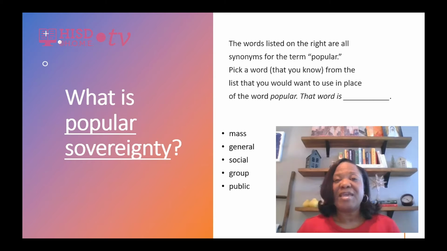I guess if I'm making a decision and looking at all of these words, they all look really good to me. I might be swayed to choose group or public. I don't know, just my opinion. What do you think? Which one resonates more with you?